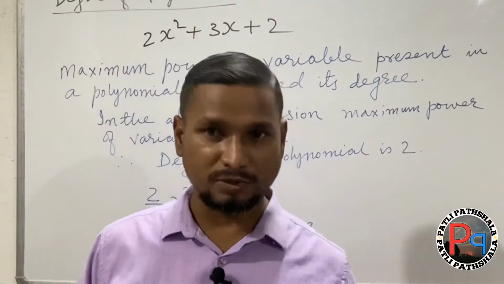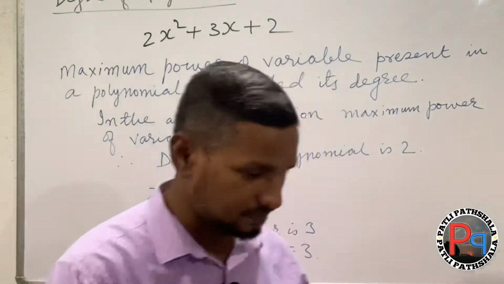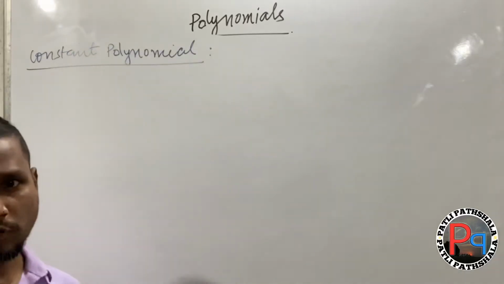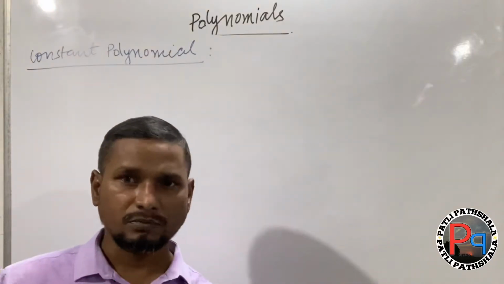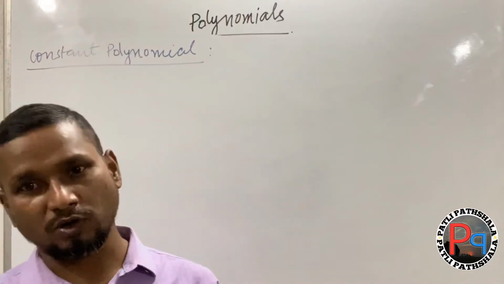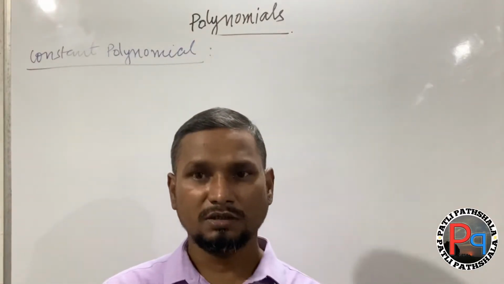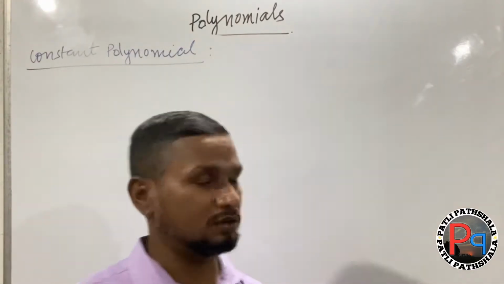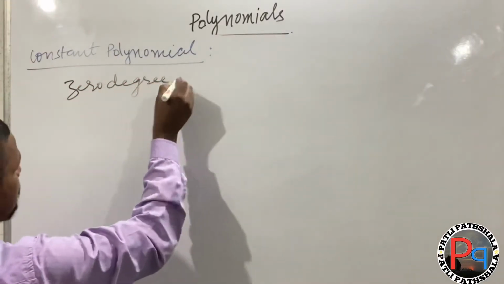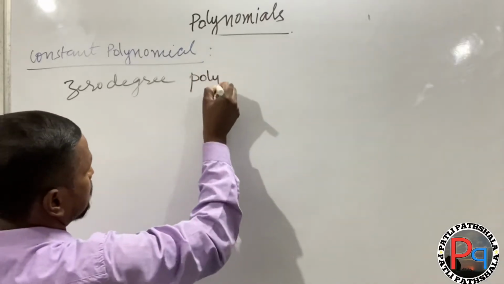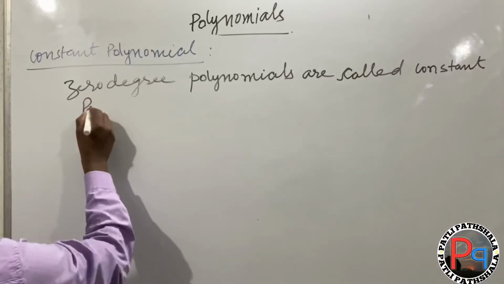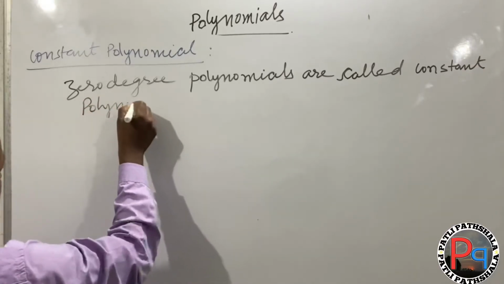How many types of polynomials are there on the basis of degree? Let us see. Constant polynomial. Constant polynomials are also called zero degree polynomials. So if we take any constant, any real number, that is called a constant polynomial.